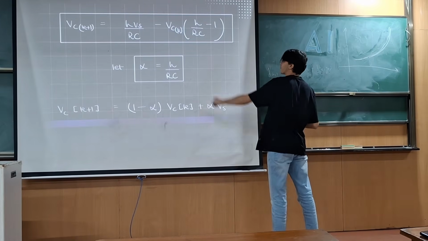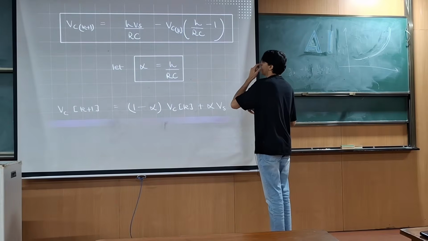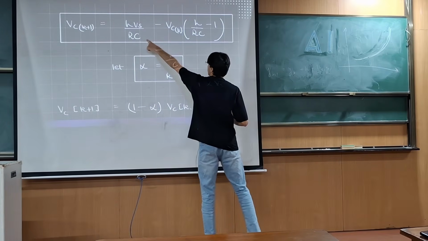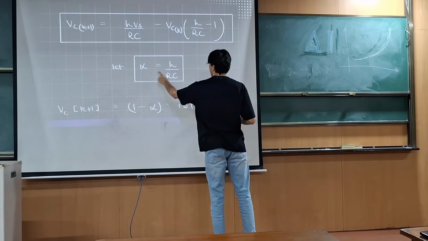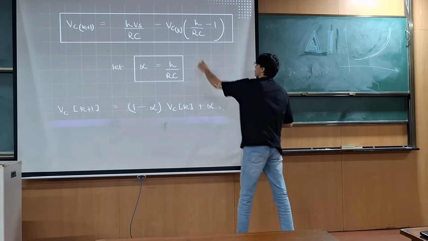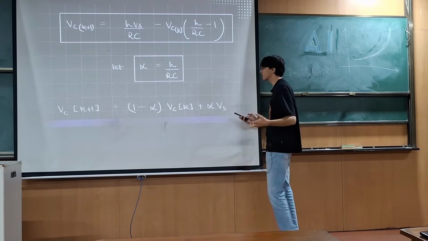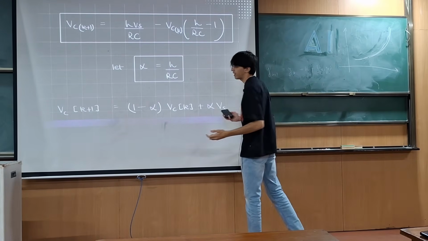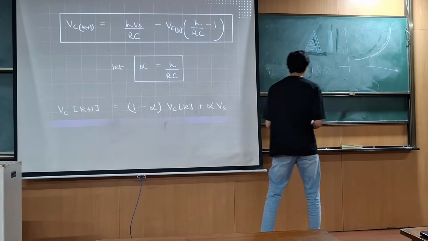Now let's rewrite it again. I didn't do anything, I just rearranged the terms. I took Vs common here and Vc(k) common here. And now I treat alpha equals h/RC. So this is some constant value. h is a really small number, RC is a constant value specified in the circuit. So h/RC is equal to alpha, which I can take to be any constant. And so the same equation, we'll rewrite it.